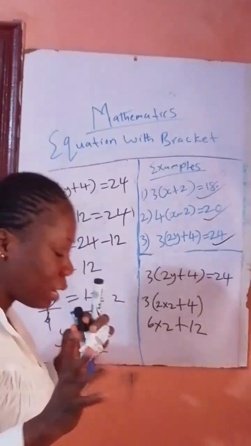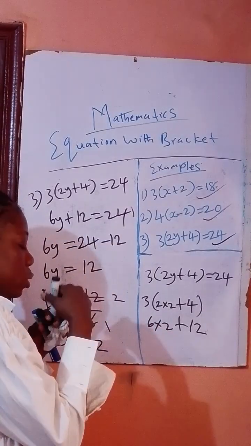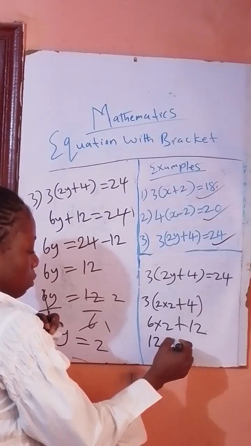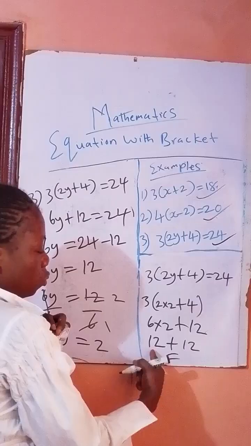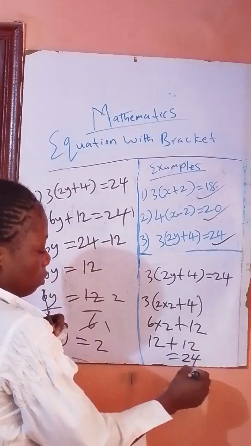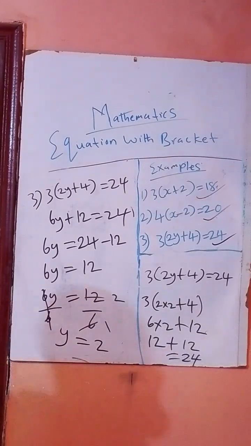I hope you understand what I mean. Then 6 times this, 6 times 2 is 12, plus this 12. Going to put 12 plus 12 is 24. That means our answer is correct.